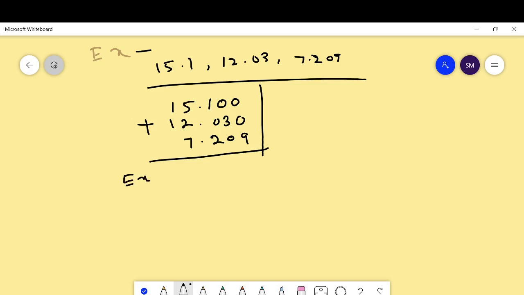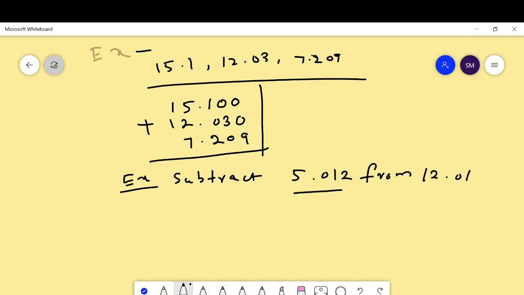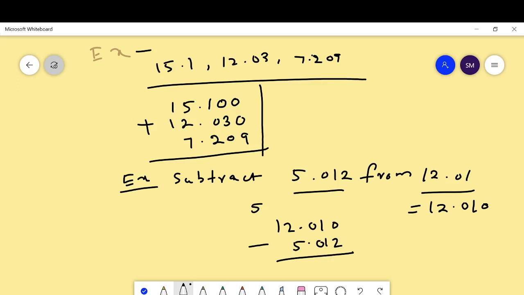When you do subtractions, at first also convert into like decimals. Suppose another example is given: subtract 5.012 from 12.01. These are not like decimals. At first convert them into like decimals by putting 0. Then this can be written as 12.010. Then subtract: 12.010 minus 5.012. Look at this.